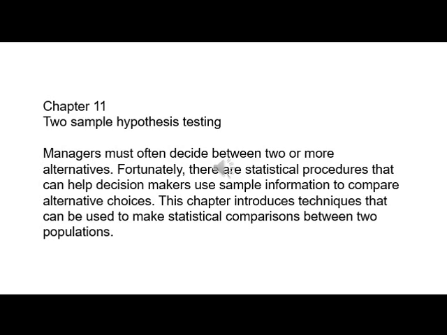Chapter 11. Two-sample hypothesis testing. Managers must often decide between two or more alternatives. Fortunately, there are statistical procedures that can help decision makers use sample information to compare alternative choices. This chapter introduces techniques that can be used to make statistical comparisons between two populations.